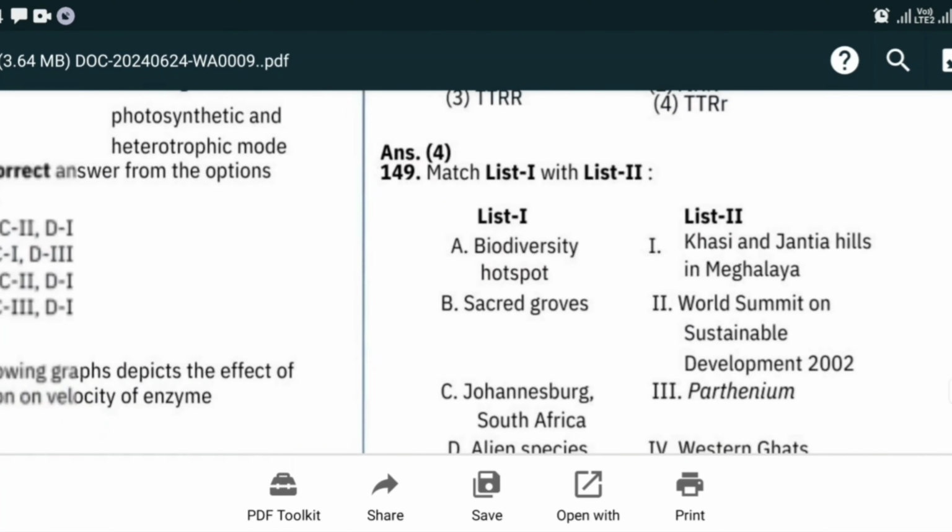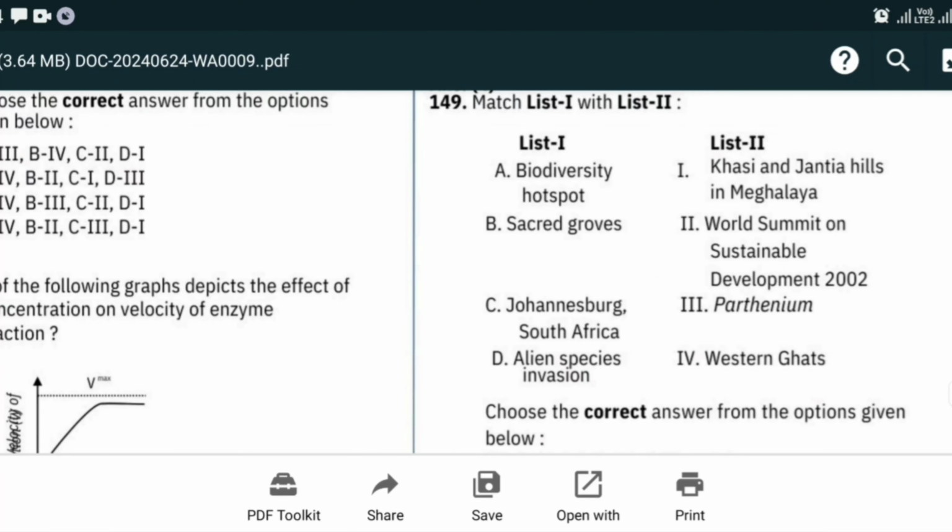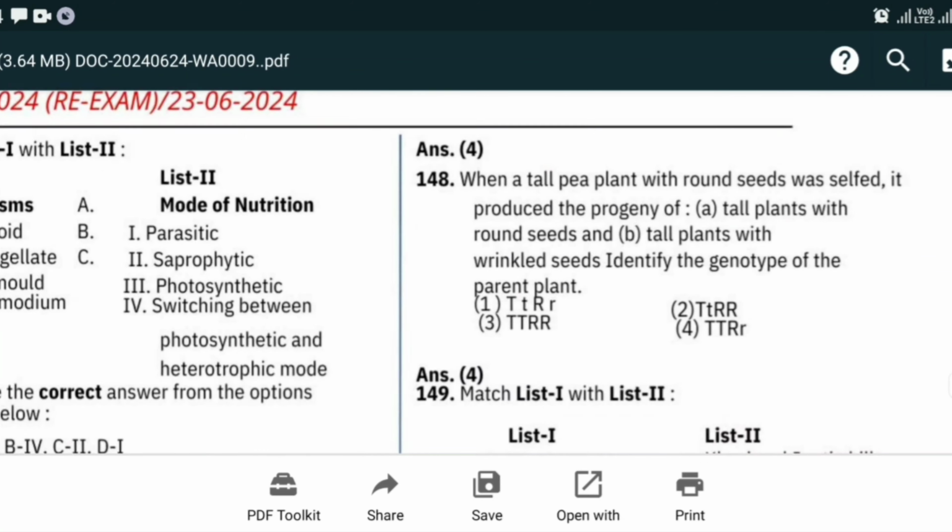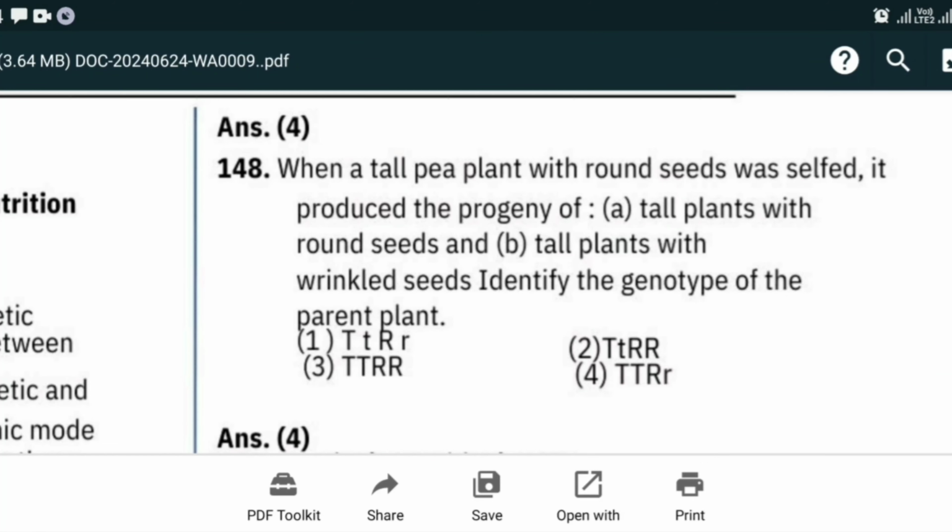Next, from the biodiversity, they have asked this question, biodiversity hotspot. Sorry, another question is, when a tall pea plant with round seeds is selfed, it produces the progeny of A, tall plants with round seeds, and B, tall plants with wrinkled seeds. Identify the genotype of the parent plant.